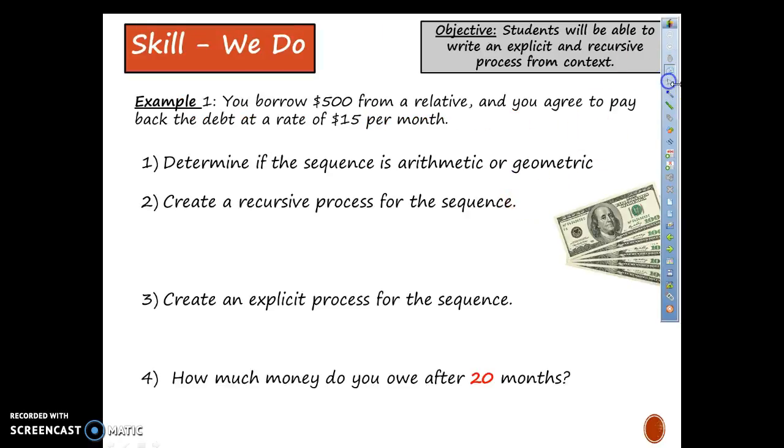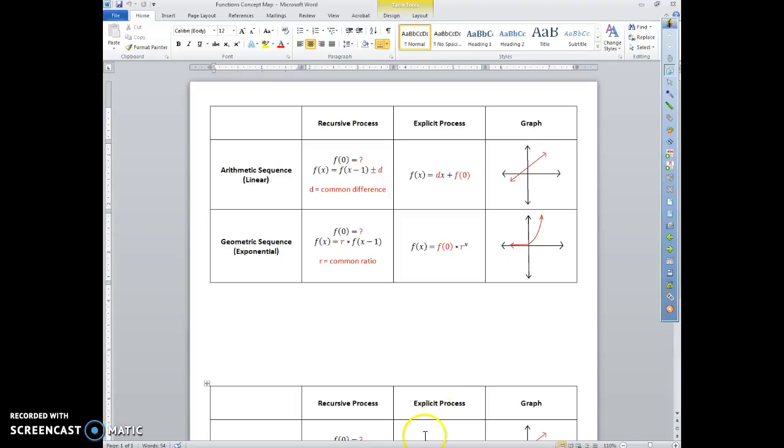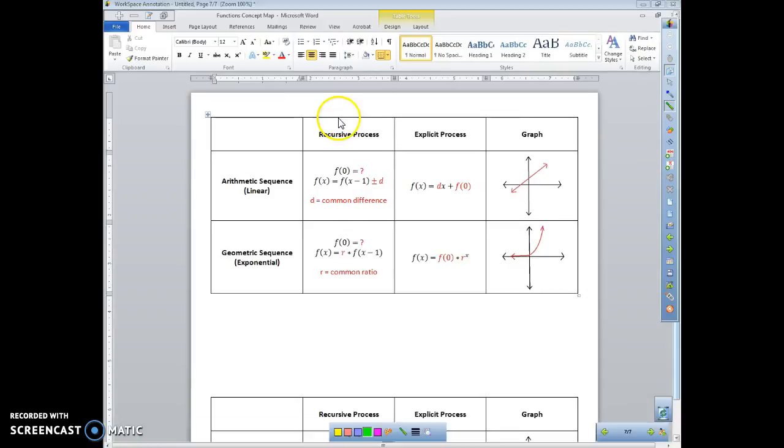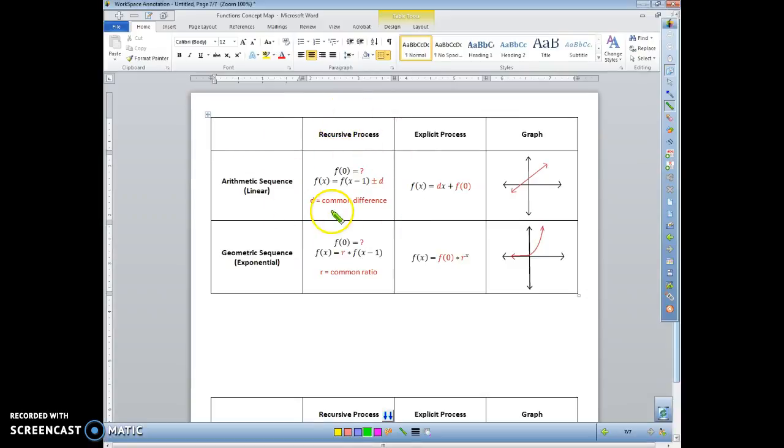In addition to your notes, I have passed out to you a concept map that looks like this. We're going to use this today in these types of problems. What I want to point out is that this whole box deals with arithmetic sequences. We haven't talked much about the graphing portion, but arithmetic sequences are linear. We have a constant rate of change represented by the common difference, the d value.